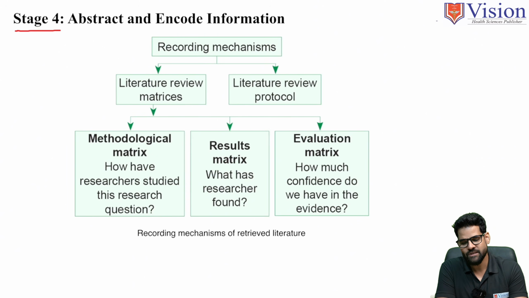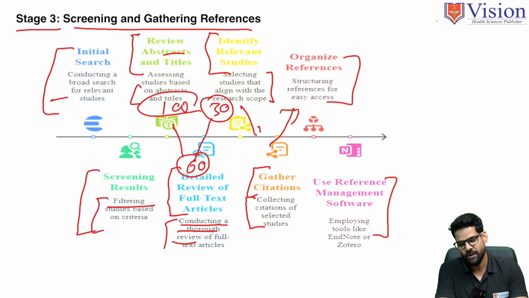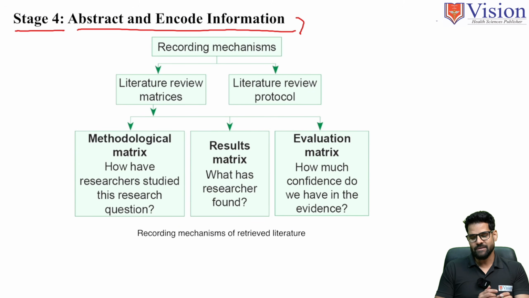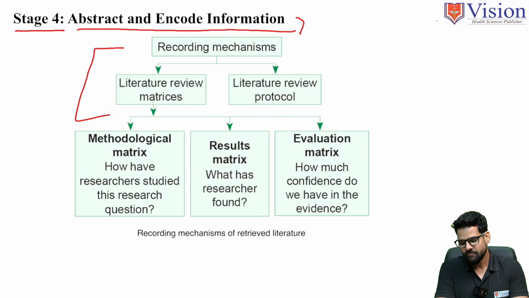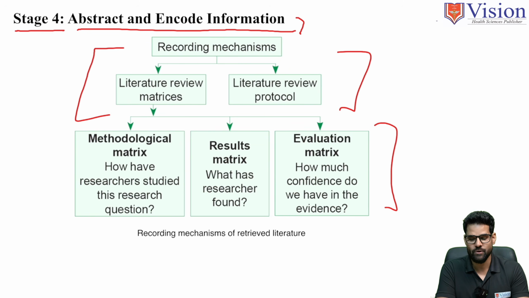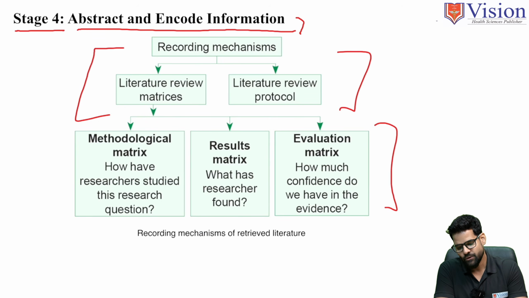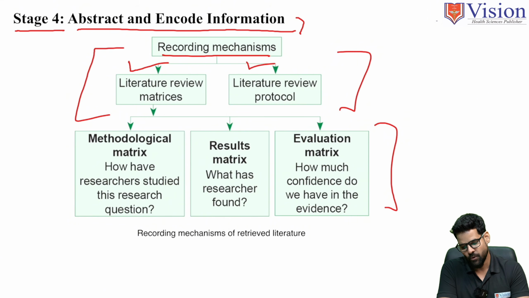Now we'll move on to stage 4: abstract and encode the information. Now your recording part, searching and gathering references, is done. Now it is encoding the information. This is one step that you do manually, and it is not mandatory, because you have already done it in the third step, and if you are using a reference management software, you can avoid it. If you want to make a manual list of all these things, you can have the recording mechanism by having a literature review matrix and literature review protocols.